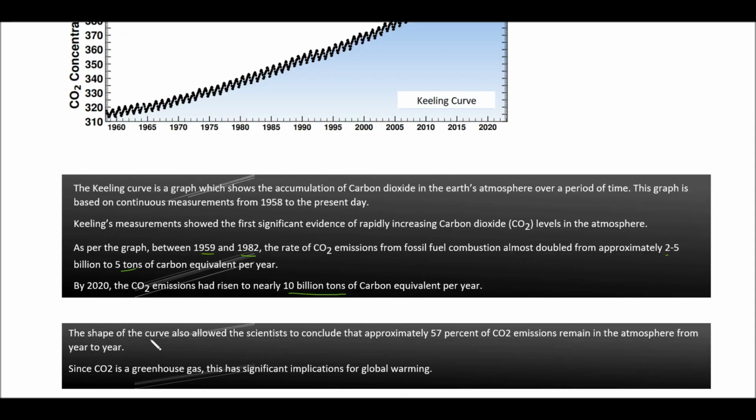Now the shape of the curve also allowed the scientists to conclude that approximately 57% of CO2 emissions remain in the atmosphere from year to year. And since CO2 is a greenhouse gas, this has significant implications for global warming.